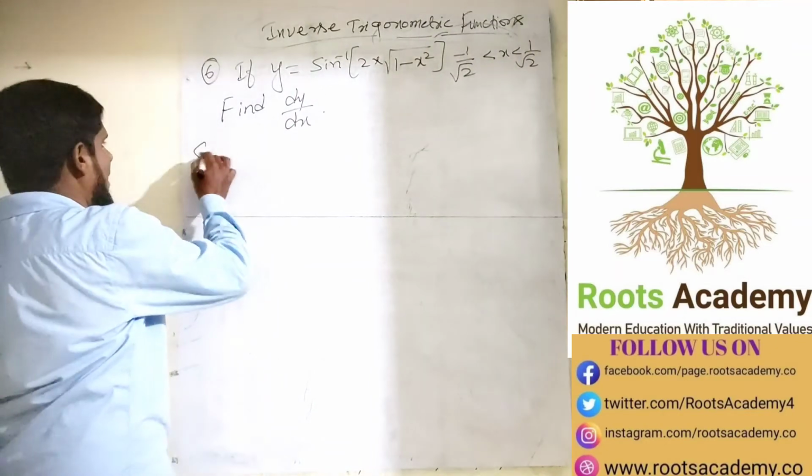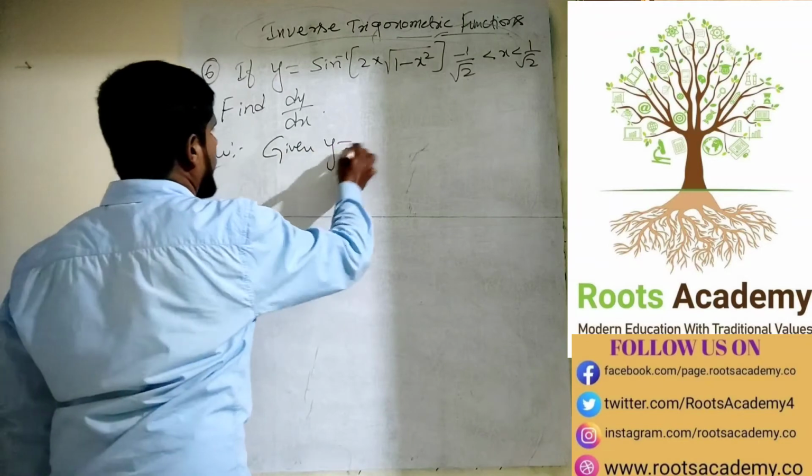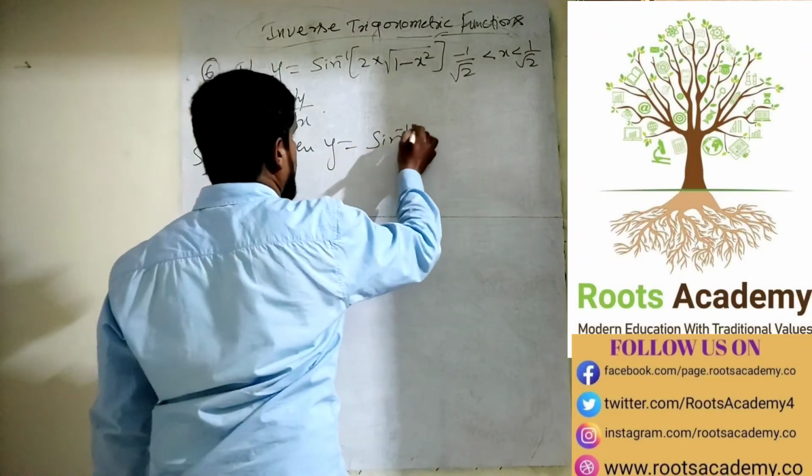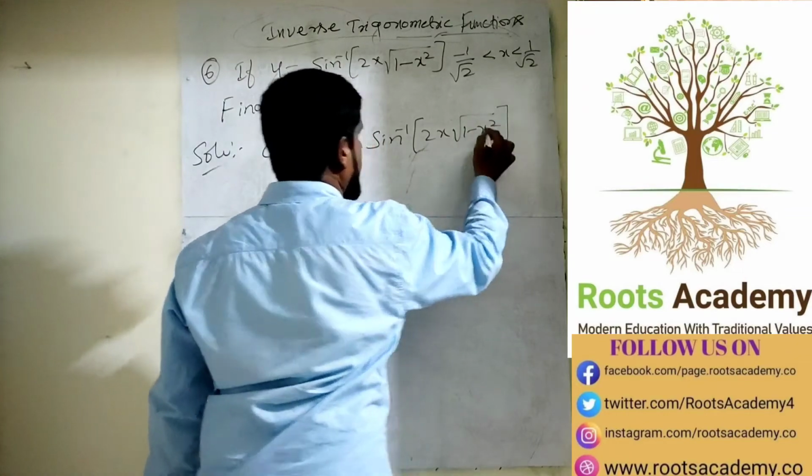Question. Solution. Given y is equal to sine inverse of 2x into root of 1 minus x square.